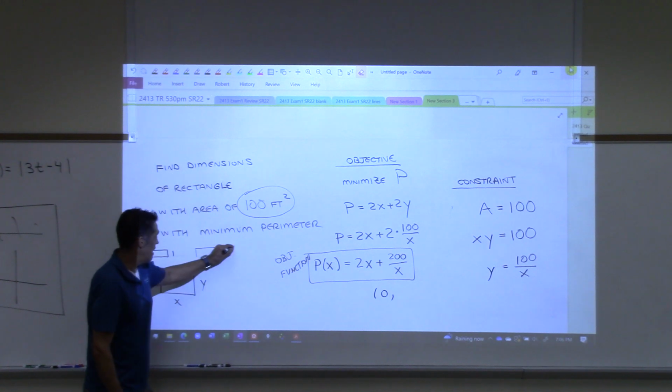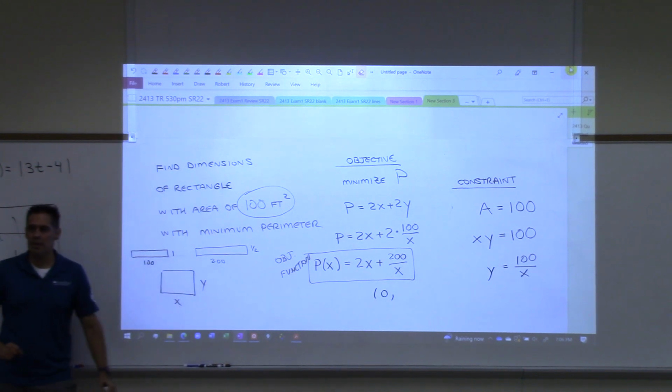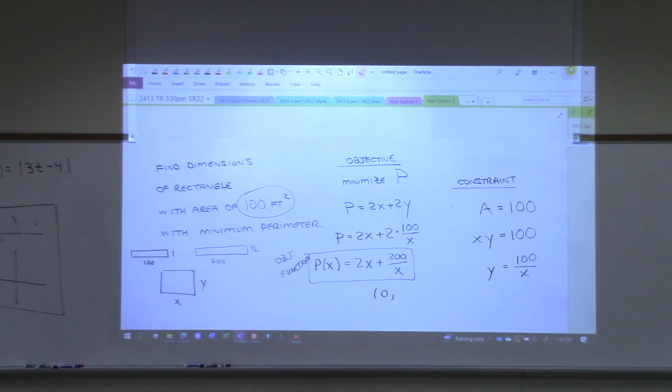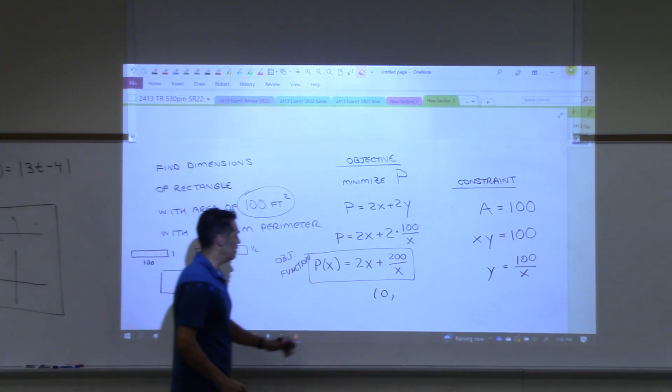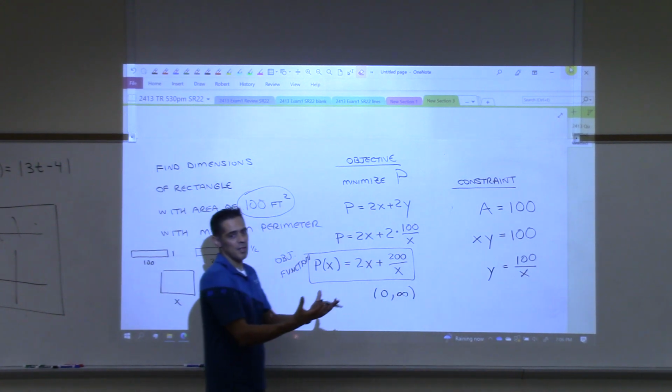Yes. Could I do 200 and then a half? Wouldn't the area of that still be 100? Yeah. Could I do 400? 800? 1,000? A million? Theoretically, I could go as far as I want. The point is, it's not a closed interval.